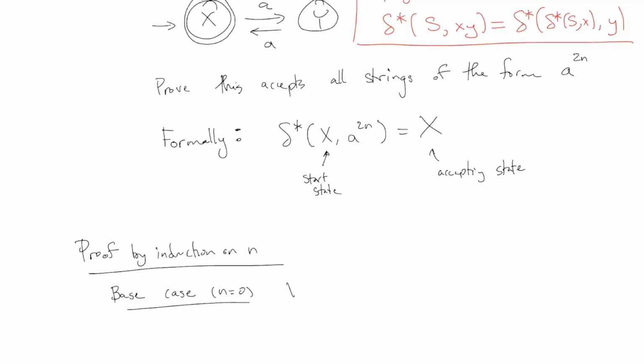What do I have to show here? The thing that we're trying to prove is this thing in the green box. So I have to show that that is true using n equals 0. This will say delta star x a to the 0 equals x. All right? This is what we must show.